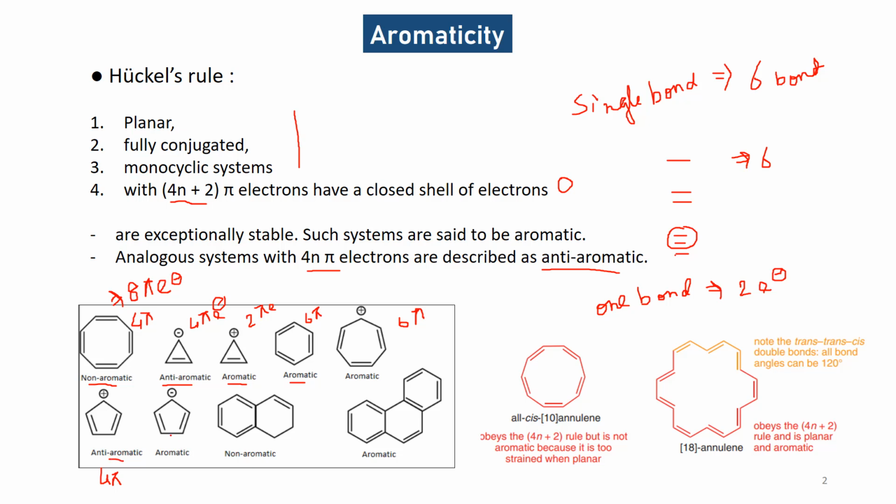Next is this one. It has 1, 2, 3. So it also has 4 pi electrons. So this is anti-aromatic.